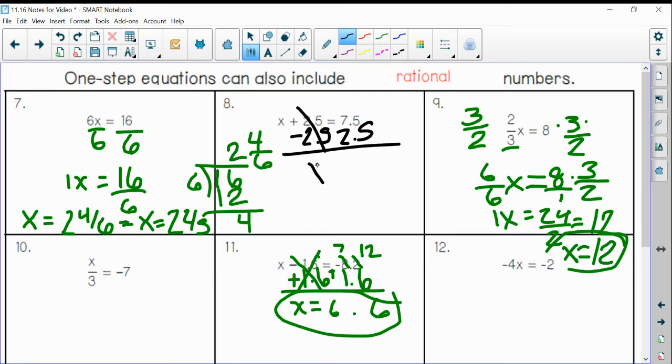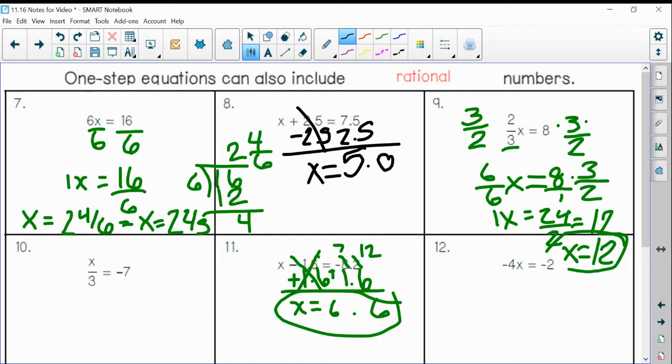So this cancels out. We're left with x on that left side, and 7.5 minus 2.5, well, 5 minus 5 is 0. Bring down that decimal straight down, and 7 minus 2 is 5. So x is equal to 5.0. You can drop the 0.0 and say 5.